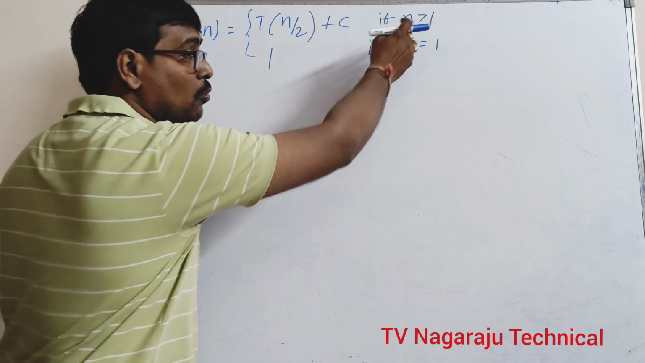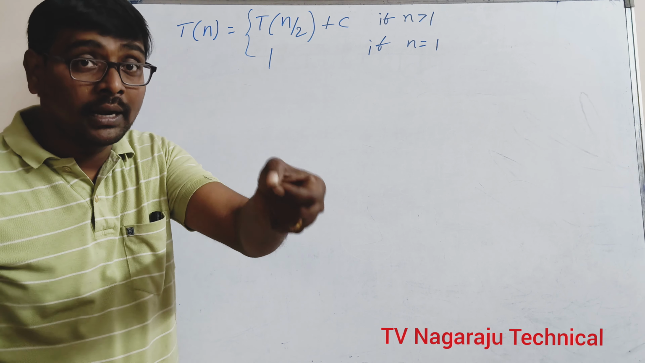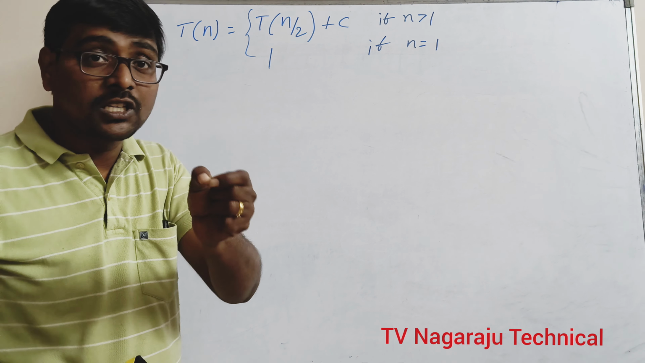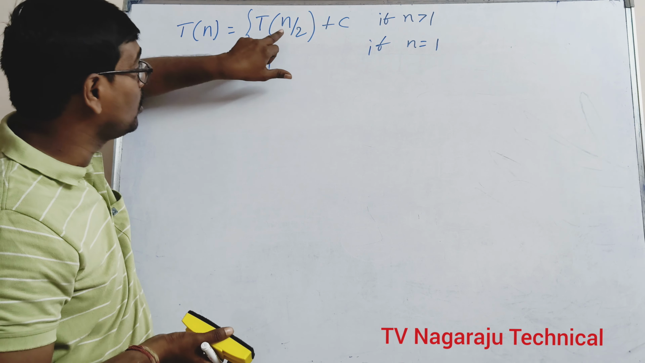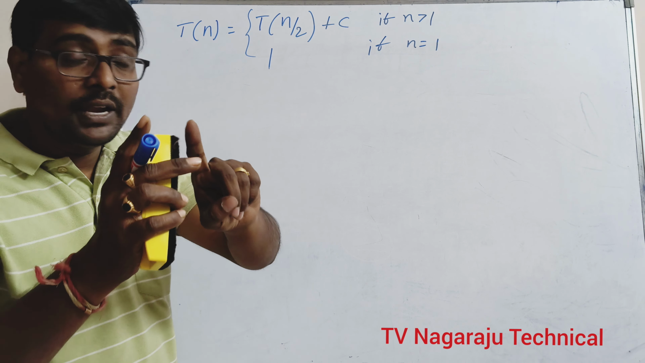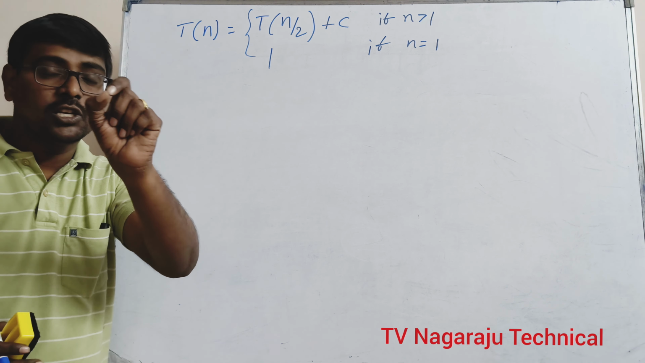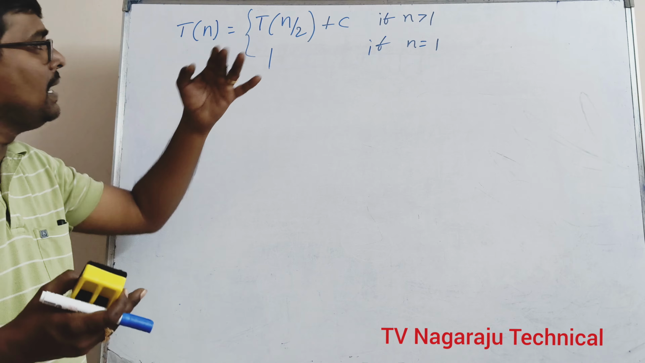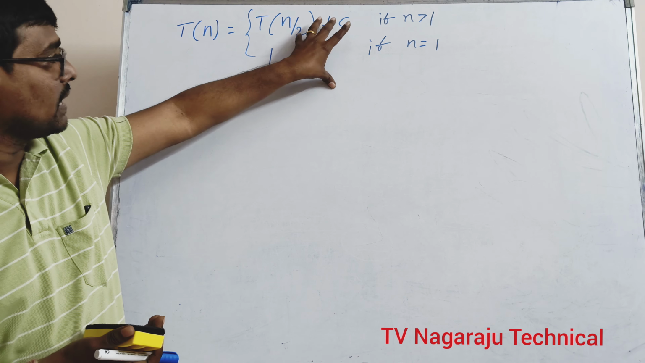If n is greater than 1, which means if the number of elements is greater than 1, the time complexity for solving the problem with n elements is T of n is equal to T of n by 2 plus some constant. Suppose the number of elements is equal to 1, simply the constant is 1. This is mainly applicable in recursive functions. So this is the recurrence relation.